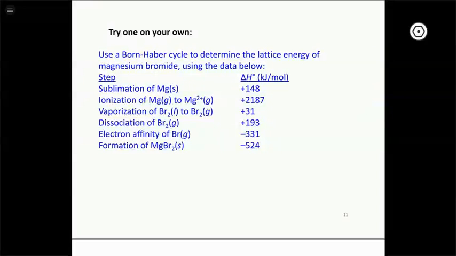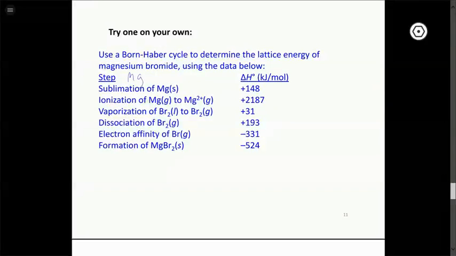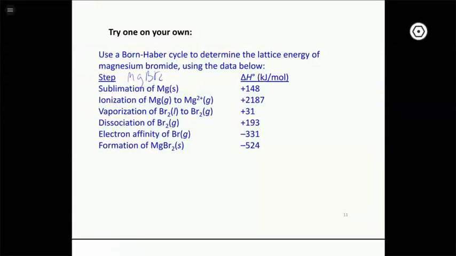Okay, so here we have magnesium bromide. It's important to consider the formula of the ionic compound, MgBr2. And we want to determine the lattice energy of magnesium bromide with all of these steps given. So we have the sublimation of magnesium. Magnesium, remember, is a 2+ cation, so we're going to have the ionization all the way to 2+. Really, this value here is the sum of the first two ionization energies, which would require losing 2 electrons.